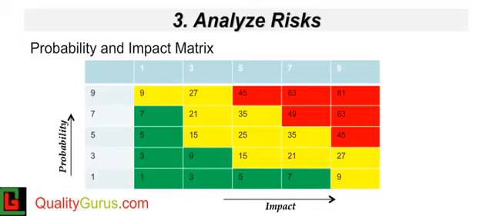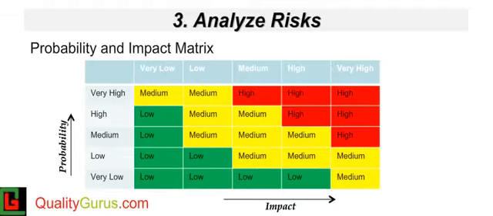This and the next slide show examples of the probability and impact matrix. In this example, a score of 1 to 9 is assigned to the probability and the impact. This is an example of the probability and impact matrix, where the probability and the impact are assigned a value between very low to very high.